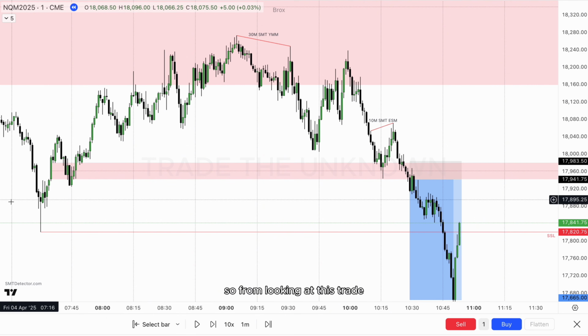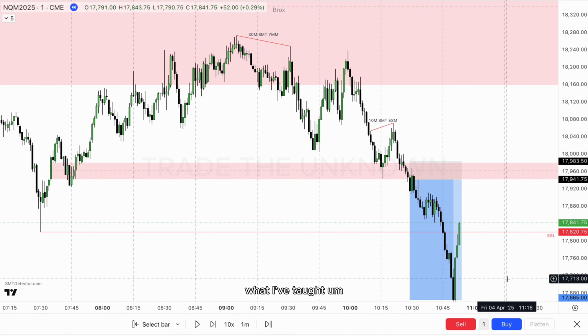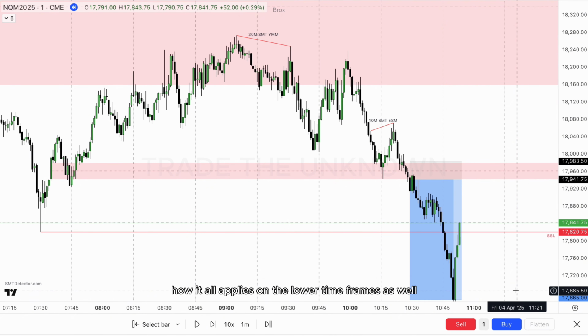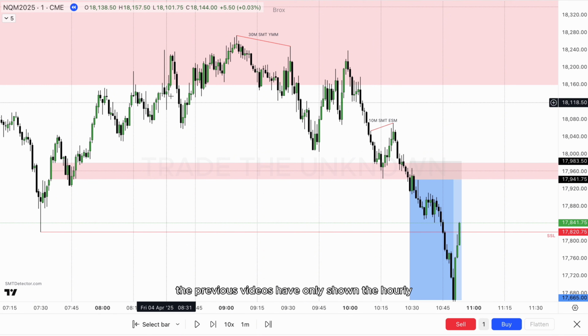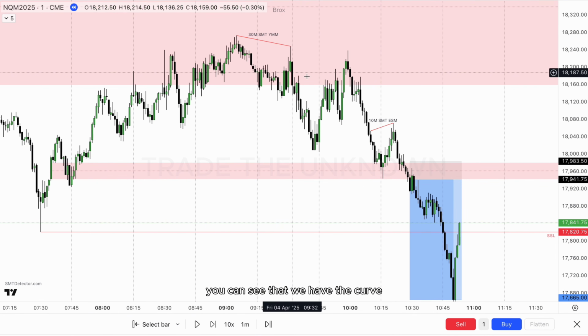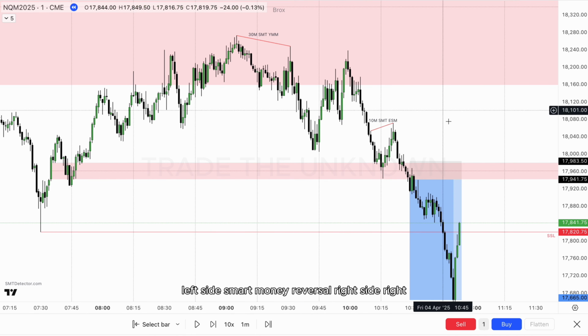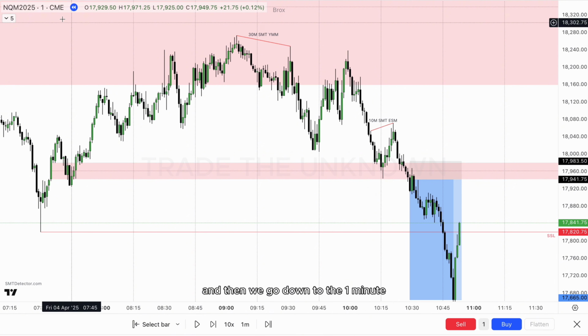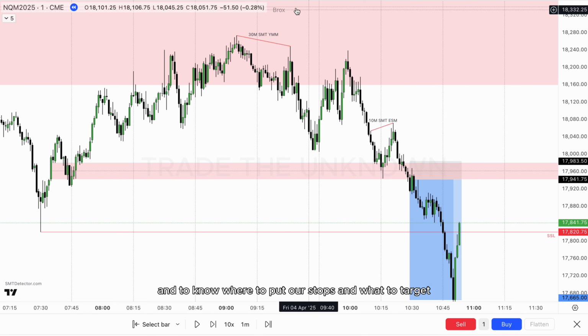So from looking at this trade, I hope you can see, combined with the other videos, what I've taught, how it all applies on the lower time frames as well, because we're on the 1 minute here. And basically the previous videos have only shown the hourly, but as you can see, it looks exactly the same, right? You can see that we have the curve, we have the market maker curve right here, left side, smart money reversal, right side, right? So we frame our ideas on the hourly, and then we go down to the 1 minute, and we use the exact same logic to find our entries and to know where to put our stops and what to target.